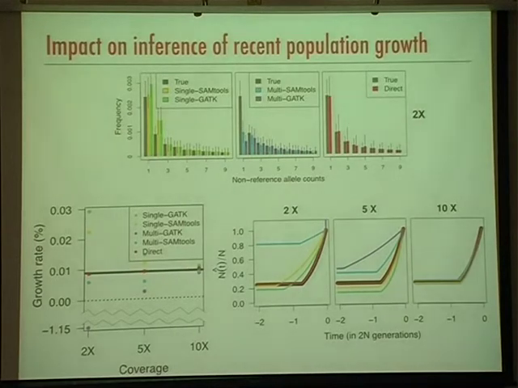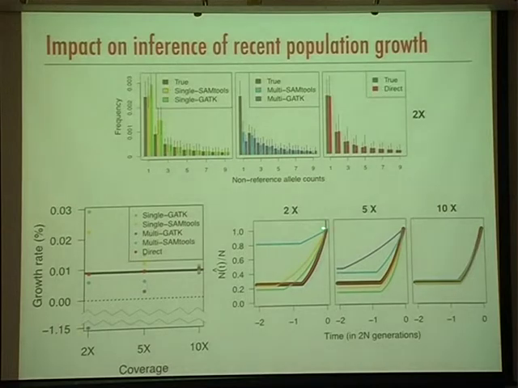So if we're at 2x coverage and we have multi-sample calls from SAMtools, we'll actually infer that the growth was relatively weak and that the ancestral population size was quite large. If we have the single sample callers, we'll infer that the ancestral size was small and the growth was really strong. And if we have the direct sample, the truth here is in black, and the direct is sitting right on top of it, which is nice to see. And then, like I said, the single sample callers deviate in one direction, and the multi-sample callers deviate in the other. In fact, the multi-sample with GATK is actually inferring a population decline.